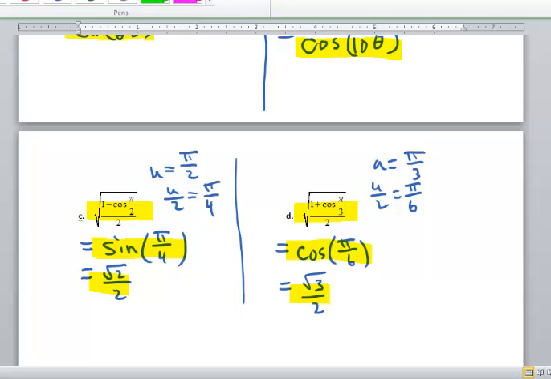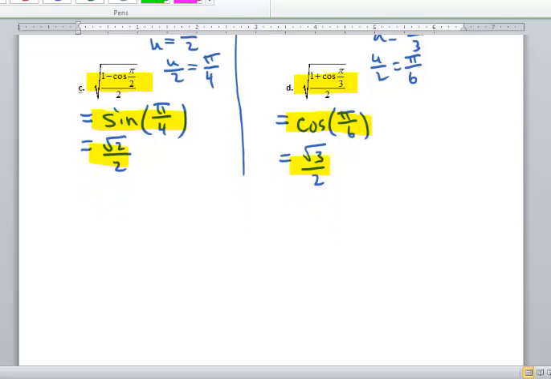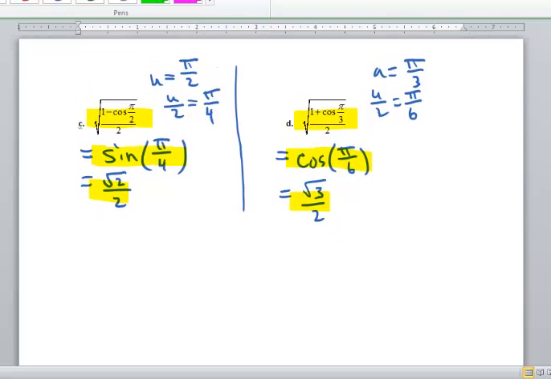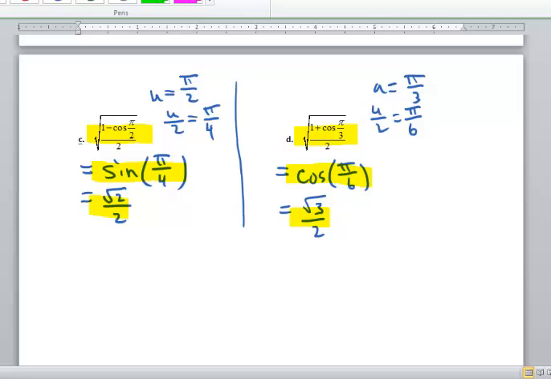The difference is when you simplify, you can just be left with an expression, whereas when you evaluate something, you're always going to be left with just a constant, some number. So that's pretty much it. That's just using the sum, difference, double angle, and half angle formulas from right to left.